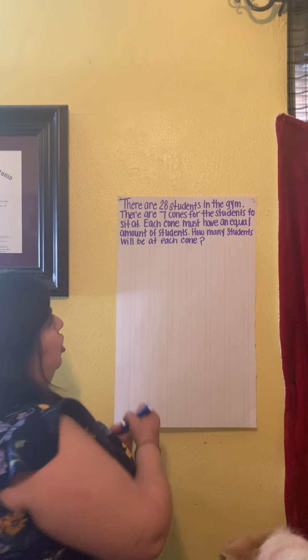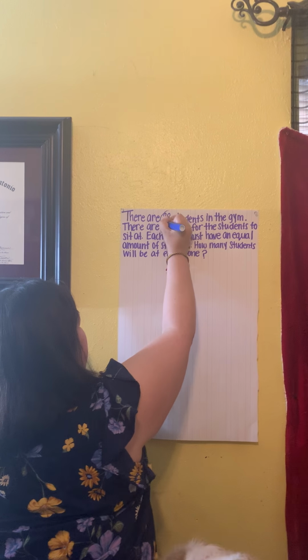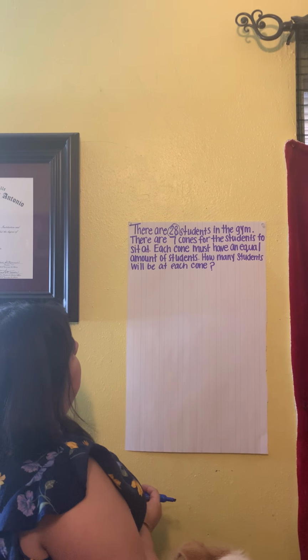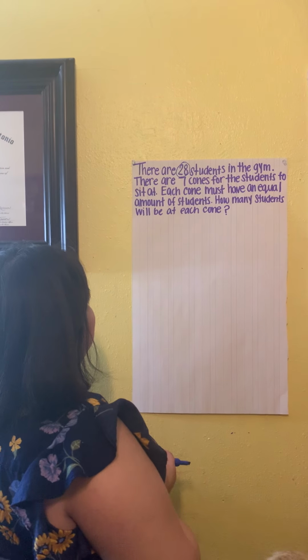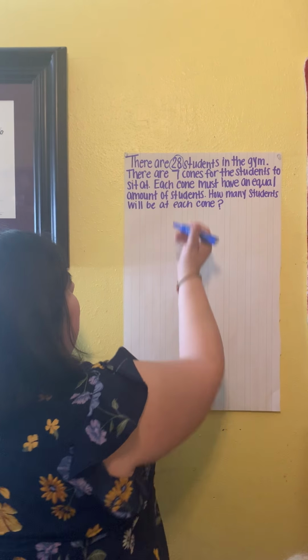So there are 28 students. We want to make sure that we circle our number, 28 students in the gym. There are 7 cones for the students to sit at. So 7 might be an important number. I'm sorry, my dog's totally in the way. Each cone must have an equal amount of students. So a keyword would probably be equal, right? Because that tells us that we need our equal groups. And then we want to make sure to underline our question: how many students will be at each cone?